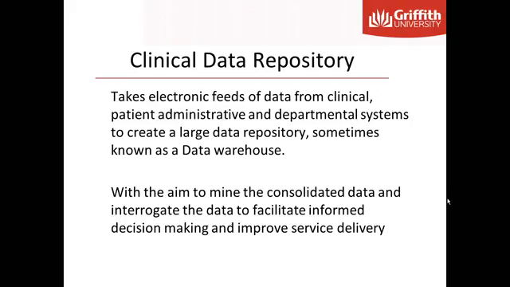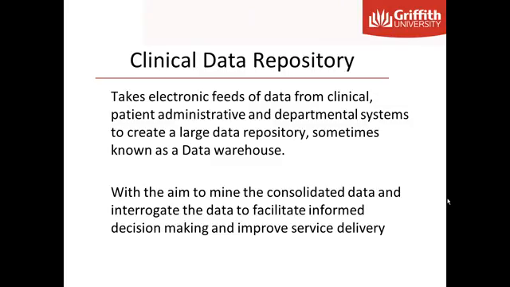So this is quite an interesting topic. I think in about a couple of weeks we'll try to talk about this sort of data repository in terms of data warehousing, business intelligence. These are some of the keywords that are thrown around in industry.